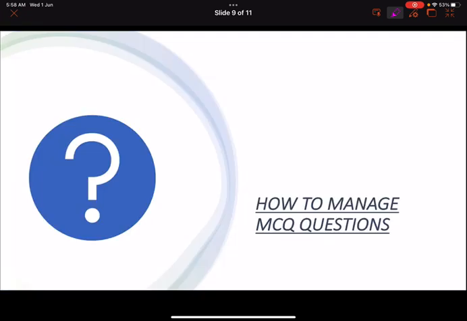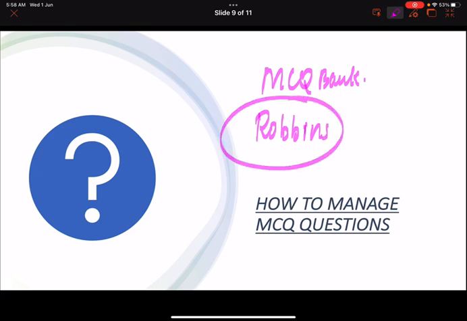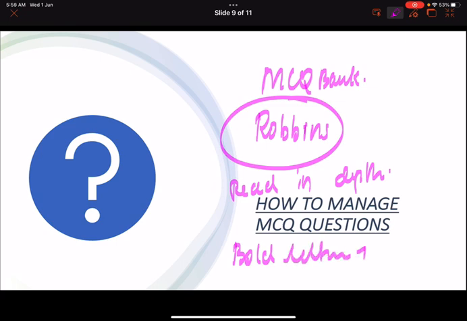How to manage MCQ questions? Start solving any MCQ bank. But remember, the question pattern, the MCQs that they ask in our university, is purely from Robbins. If you are reading your theory parts in depth, you can find answers to all questions. Robbins is more than enough, especially the bold letters in Robbins.